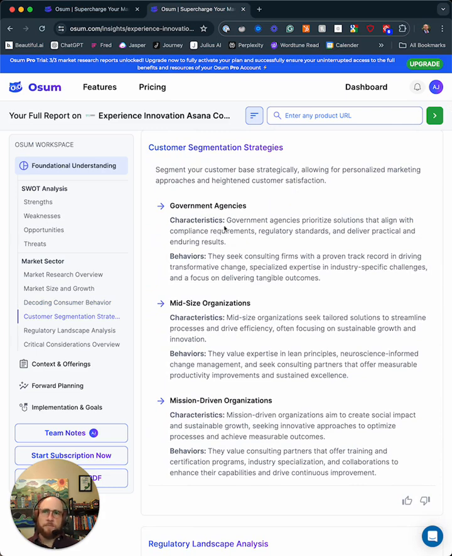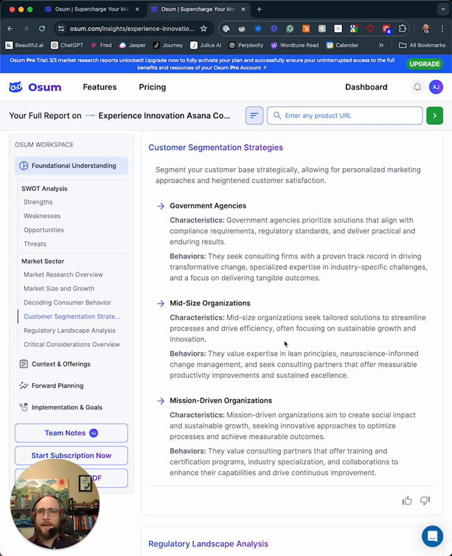When we look at customer segmentation strategies, this piece I thought, again, maybe we're onto something, because I see government agencies, mid-sized orgs, and mission-driven organizations. All three are target markets or different ICPs that we work with. So let's take a look at the characteristics and the behaviors.